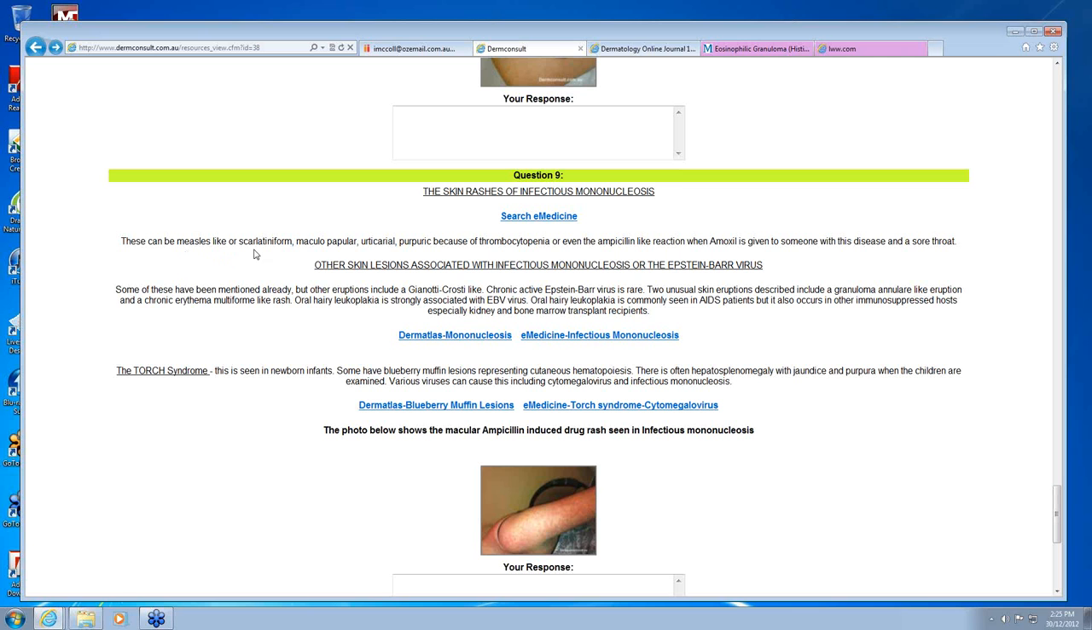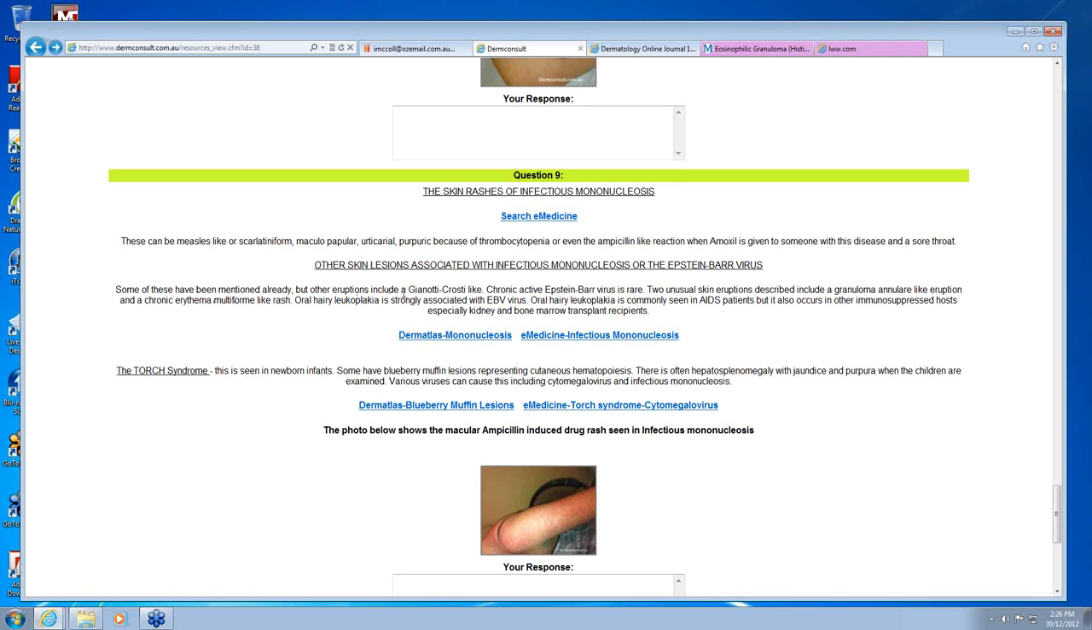They can be measles-like, scarlatiniform, maculopapular, urticarial, purpuric, because you can get thrombocytopenia. Or there's that ampicillin-like reaction when amoxicillin or ampicillin is given to someone who's got a sore throat due to glandular fever. They get this amoxicillin rash. That's a maculopapular measles-like rash. Doesn't mean that they're allergic to other penicillins, by the way. But you can get a variety of rashes from the Epstein-Barr virus, and you can get Gianotti-Crosti as well.